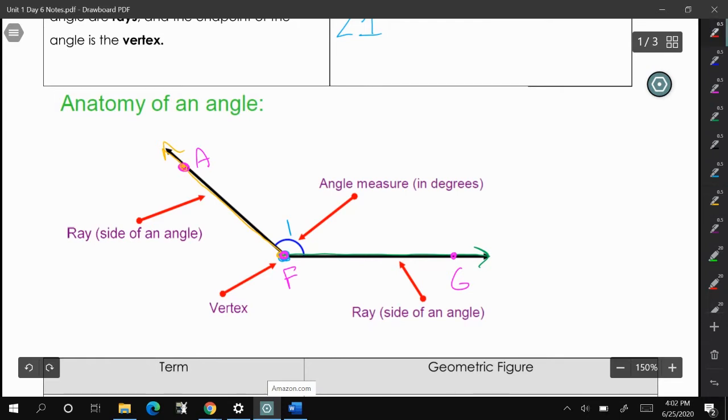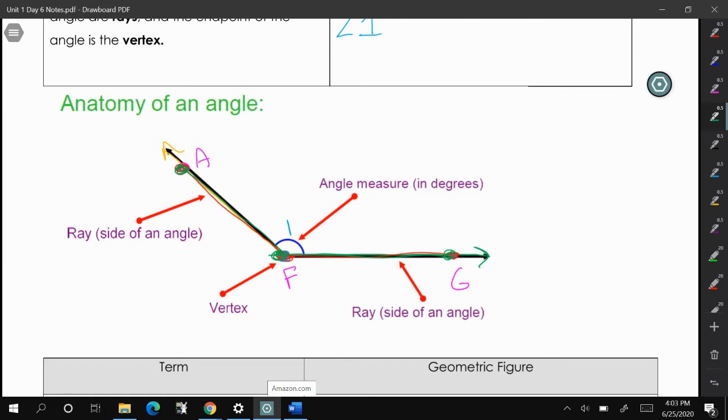So we have angle AFG, meaning we start at A, we go to F, and then we go to G. It's very clear what angle we are talking about. Same thing with angle GFA. Start at G, go to F, go to A. Again, it's very clear what angle we are talking about. We'll get into some situations where if we say angle F, it might be a little bit confusing exactly what angle we are referring to. But sometimes we can use that if it's clear that there's only one angle that we're talking about. And this will make more sense when we look at some constructions and figures and start talking about angles.